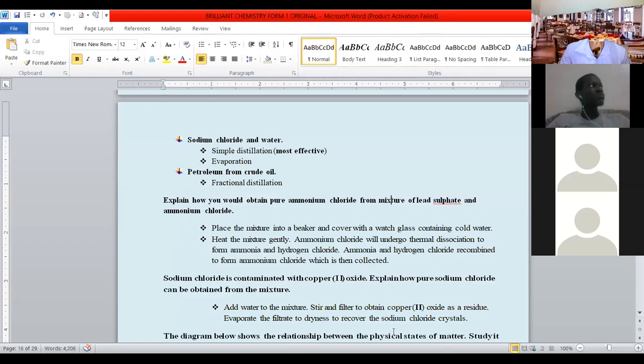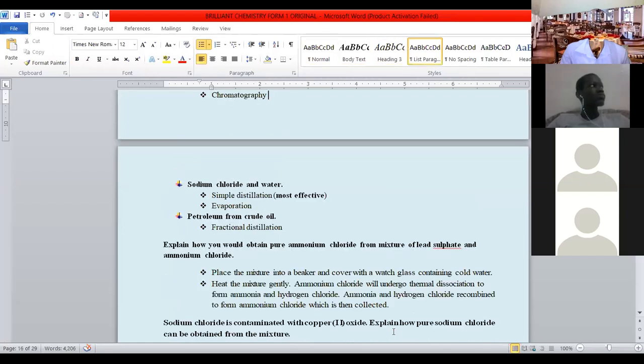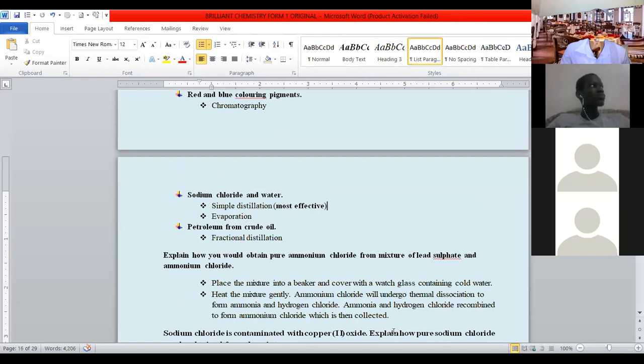Let's see the next question here. How can you separate a mixture of sodium chloride? Sodium chloride is contaminated with copper(II) oxide. Explain how pure sodium chloride can be obtained from the mixture.